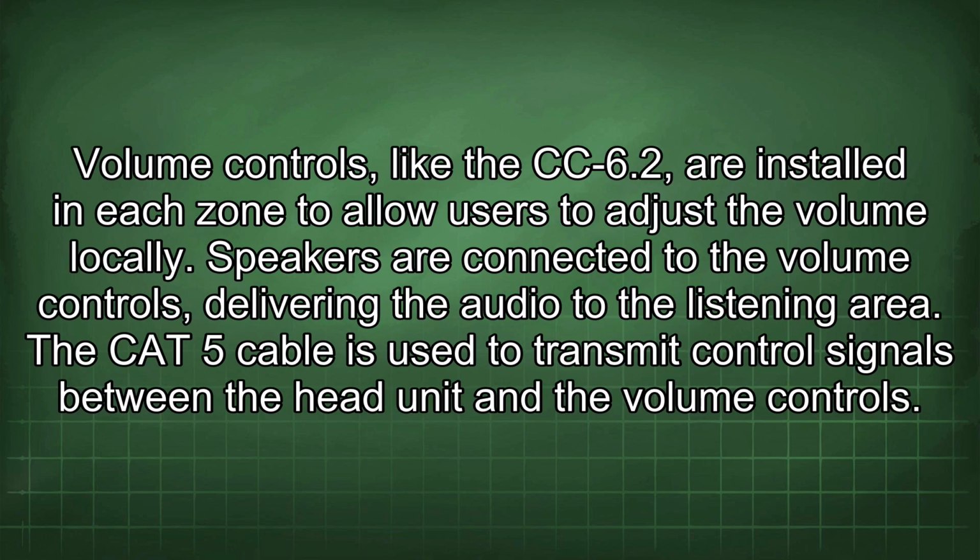Volume controls, like the CC-6.2, are installed in each zone to allow users to adjust the volume locally. Speakers are connected to the volume controls, delivering the audio to the listening area. The CAT5 cable is used to transmit control signals between the head unit and the volume controls.